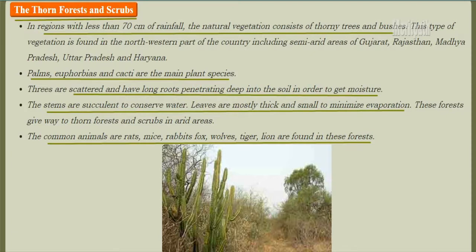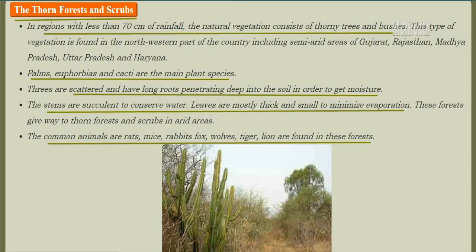Trees are scattered. They have long penetrating roots into the soil so that they attain moisture. Stems are succulent to conserve the water. Leaves are thick and small to minimize the evaporation. Forests give way to thorn forests and shrubs in arid areas.